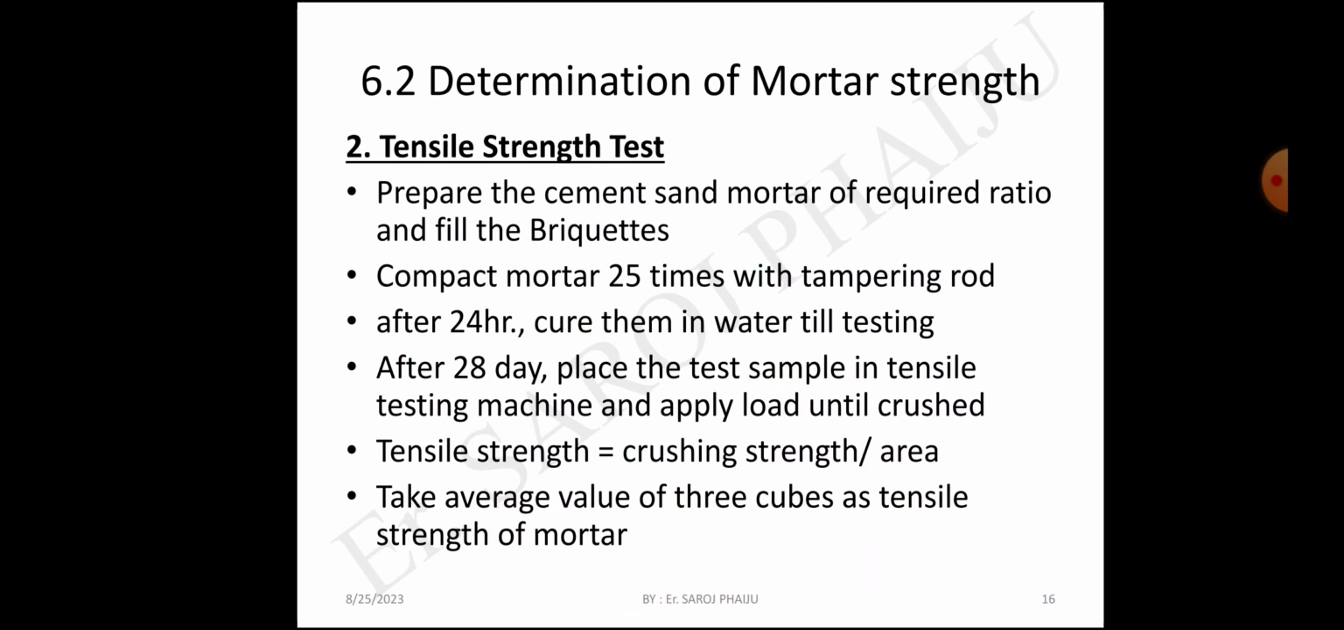Tensile strength test. Prepare a cement mortar of required ratio and fill the briquettes. Compact mortar 24 times with a tamping rod. After 24 hours, cure them in water till testing. After 28 days, place the test sample in the tensile testing machine and apply load until broken. Tensile stress is breaking strength divided by area. Take the average value of 3 briquettes as tensile strength of mortar.